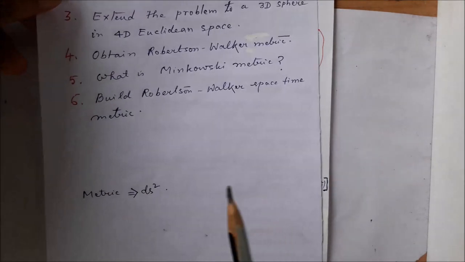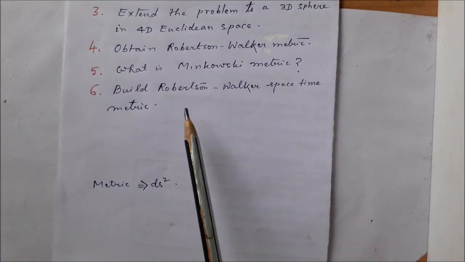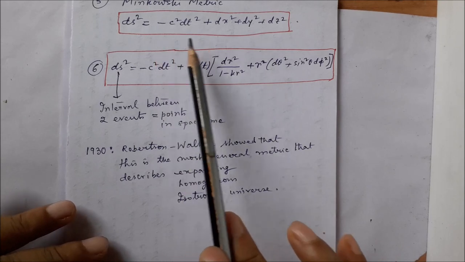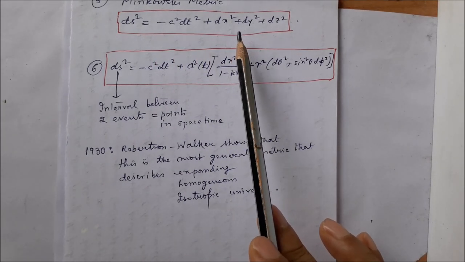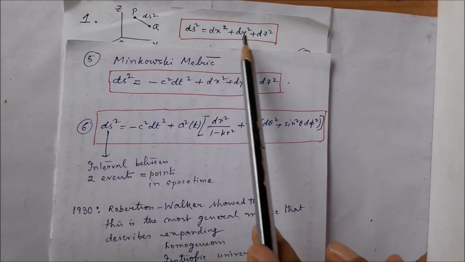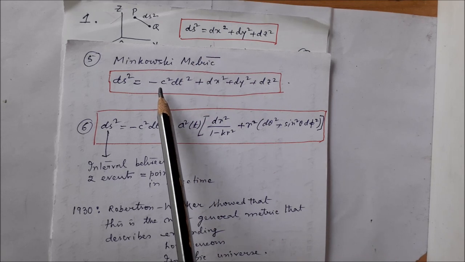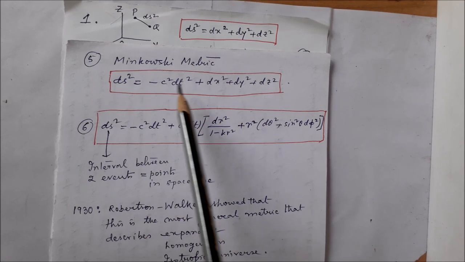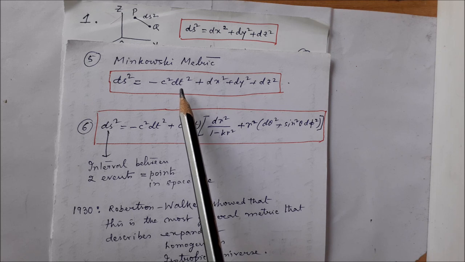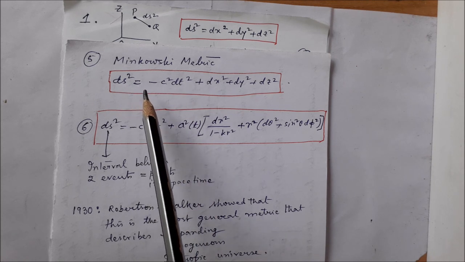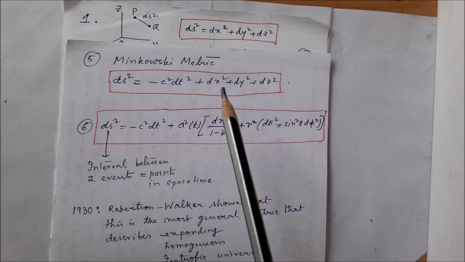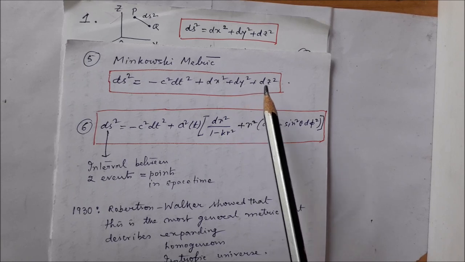Now move on to the final two questions: Minkowski metric and Robertson-Walker space-time metric. The Minkowski metric is given by this relation, the details of which you will do in the special theory of relativity class. And one thing to note is we have this part here, and to this Euclidean part we have added just minus c square dt square, and this gives us the Minkowski metric. So the effect of time has been incorporated, and instead of length invariance, we will have invariance of the 4-interval, which is called ds squared. Details will be done in the special theory of relativity class.